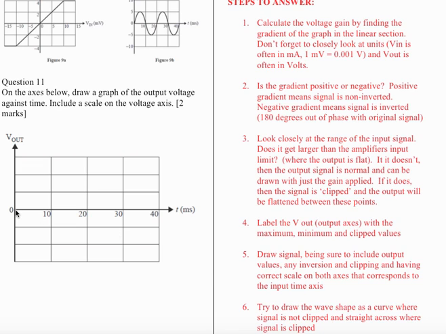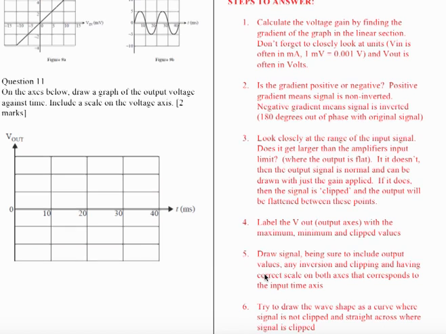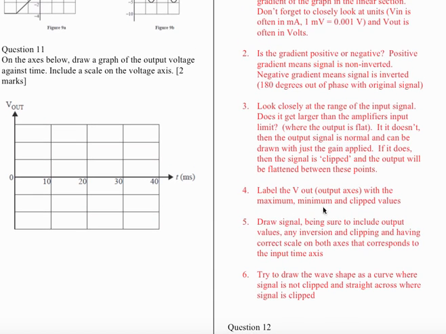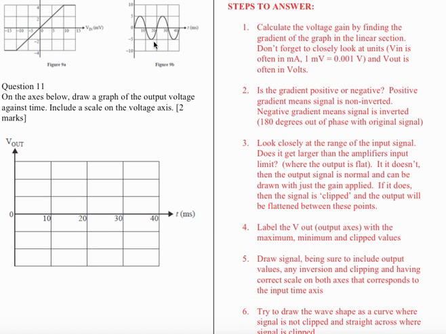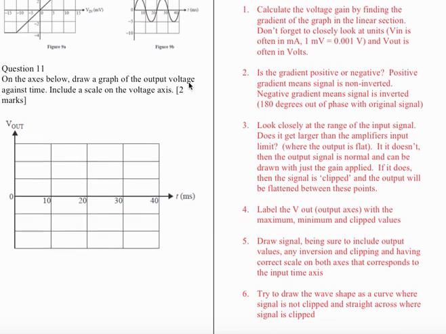If it is clipped, obviously you need to stop the signal at the maximum input value and then draw it flat across at whatever the maximum output voltage is. Make sure you label the axes clearly and have a good scale. Label the maximum, the minimum and the clip values on this part of the graph, the voltage output. In terms of the time, it's just in the same time period as the input signal.